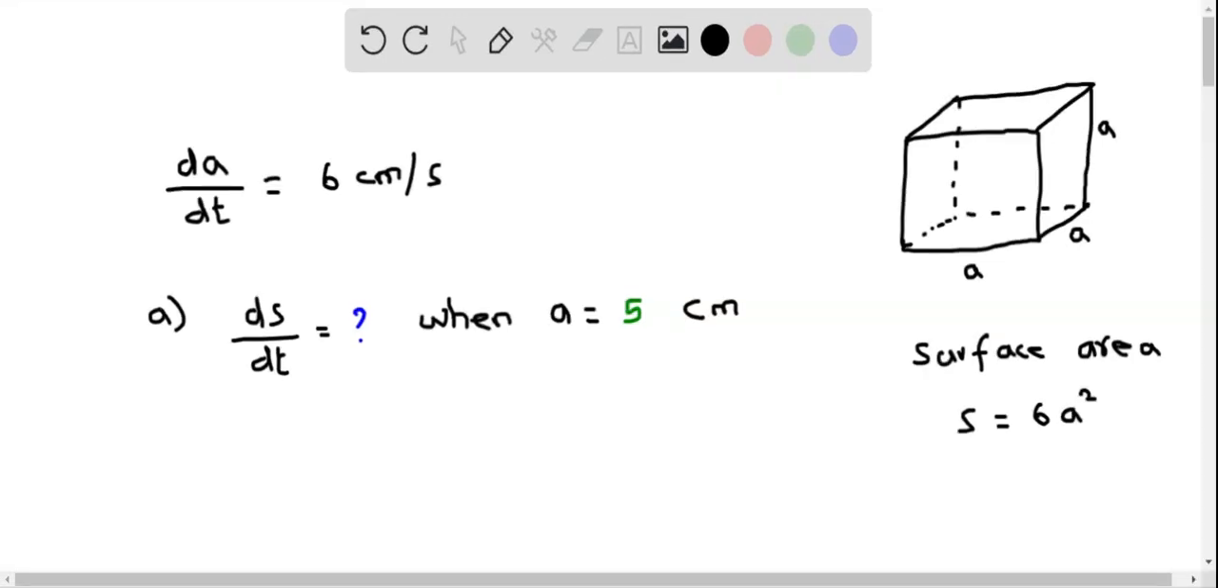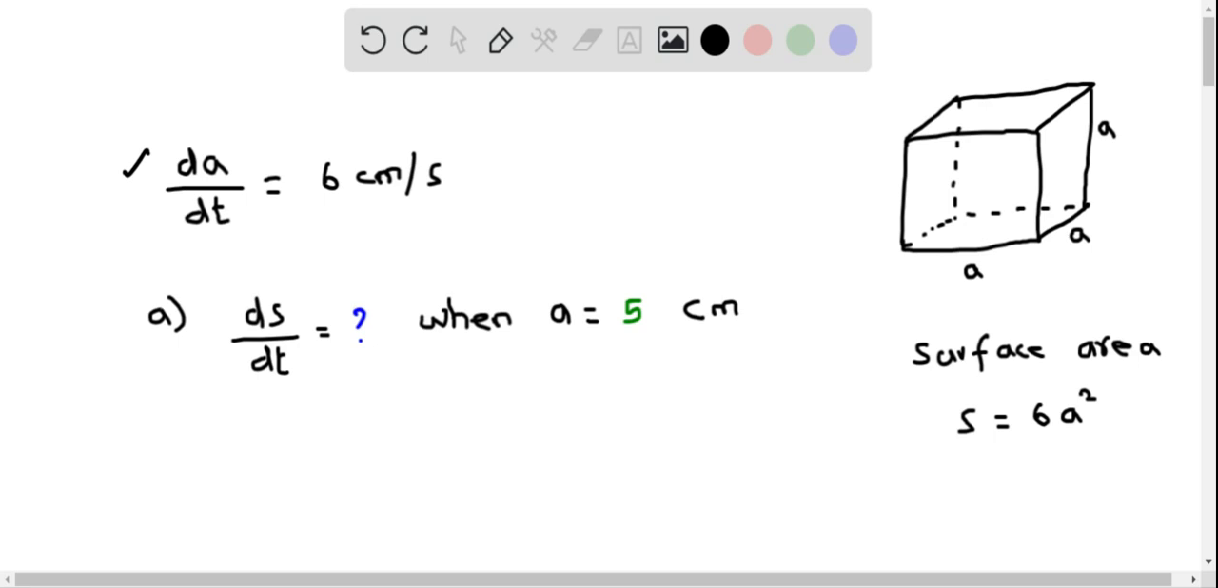In this question, we are given that the edges of a cube are expanding at the rate of 6 centimeter per second. So let's say that this one represents the cube whose edge is a centimeter, and the rate of change of edge is given as 6 centimeter per second. That is dA by dt equals 6 centimeter per second. And we have to determine the rate of change of surface area when the edge is 5 centimeter.